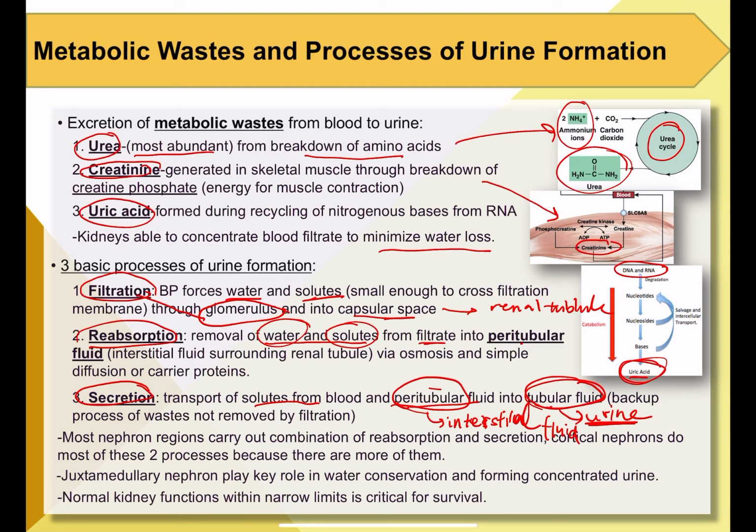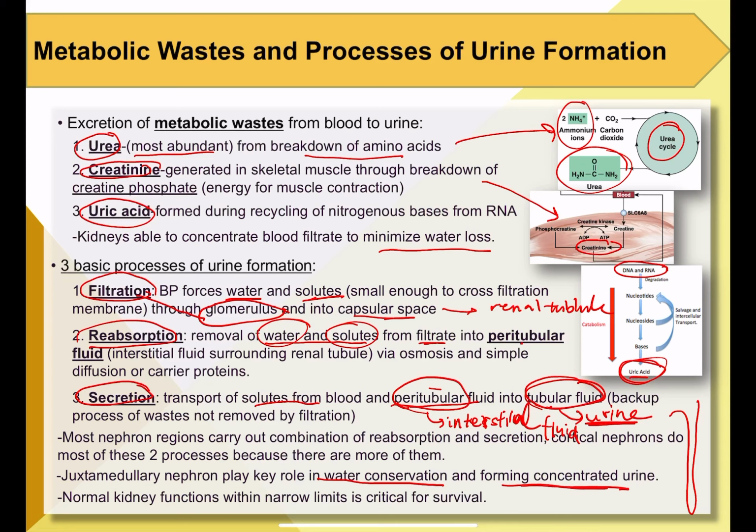Juxtamedullary nephrons, okay, are the ones that play a key role in water conservation because they have that long loop of Henle that descends into your renal medulla region, and that's what helps in forming concentrated urine. And because most of the water reabsorption actually happens within the loop of Henle along with your PCT, we'll talk about this in detail in the next part.